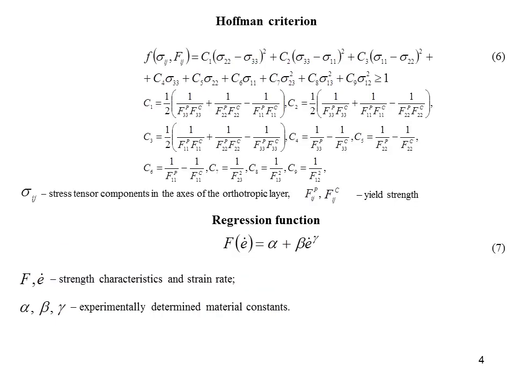The model of degradation of stiffness characteristics of a multilayer package is formulated on the basis of the Hoffman criterion for the binder and the maximum stress criterion for the fibers calculated along the orthotropy axis of the layer. In addition, the strain rate dependence of strength characteristics of composite materials is taken into account. In particular, for the unidirectional fiberglass, the strain characteristics of a material can be described by the regression function.